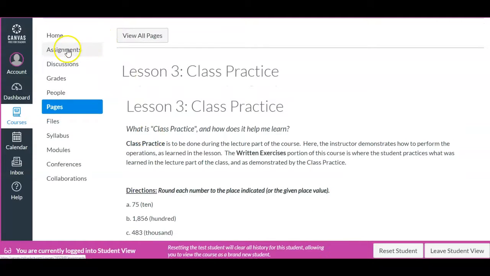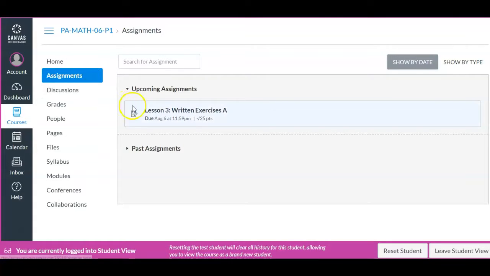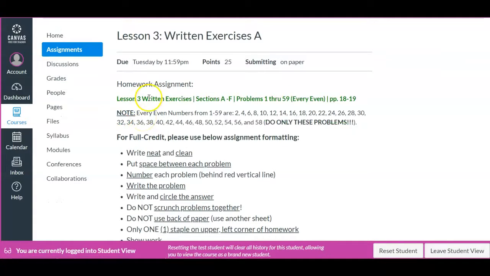now let's go ahead and go to the assignment portion. We see that your upcoming assignment is Lesson 3, Written Exercise A. This lesson is due tomorrow by end of day. Let's click on it so we can see it. Here you see when it's due, how many points it's worth, and how you're going to turn it in. Lesson 3, Written Exercises, Sections A through F, Problems 1 through 59, every even, not odd, but every even. The pages in your textbook are 18 and 19.